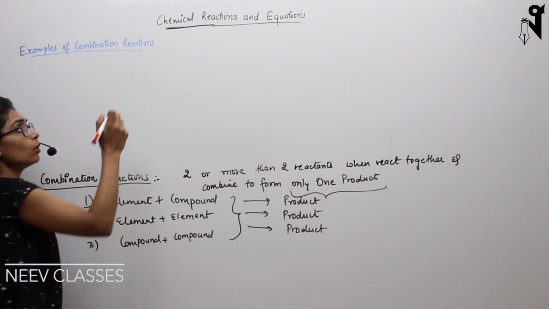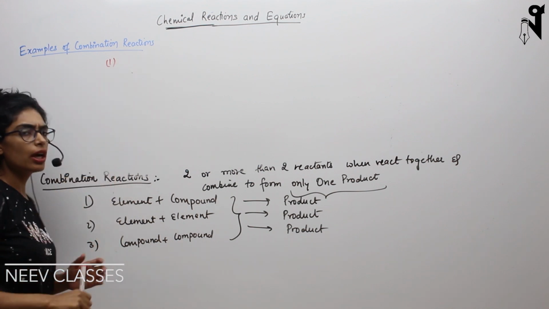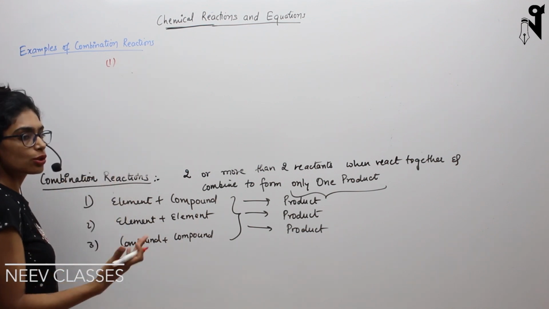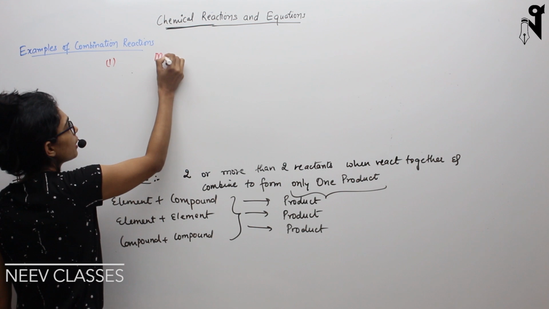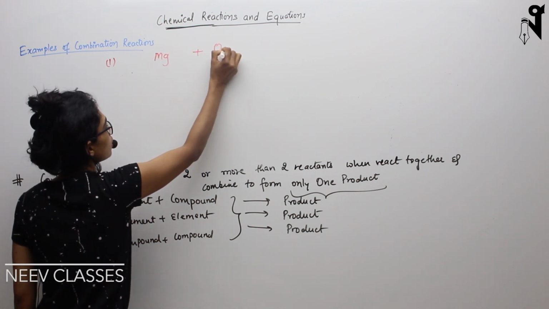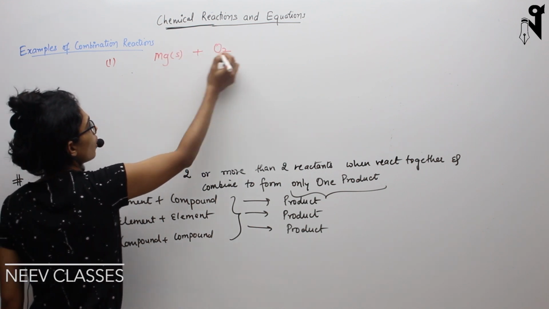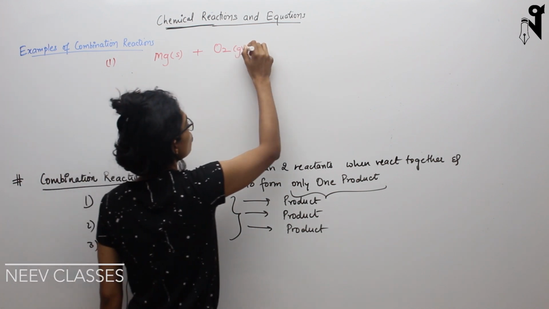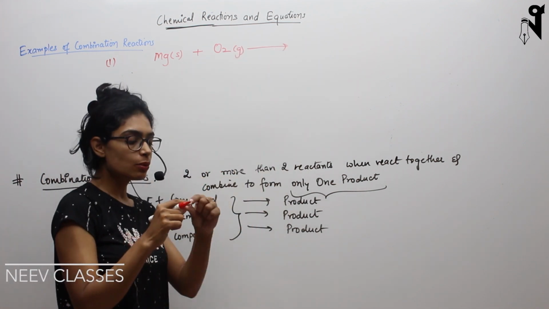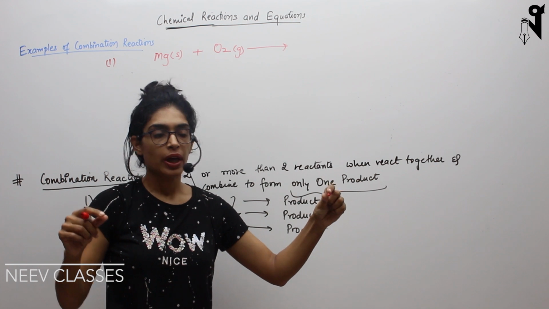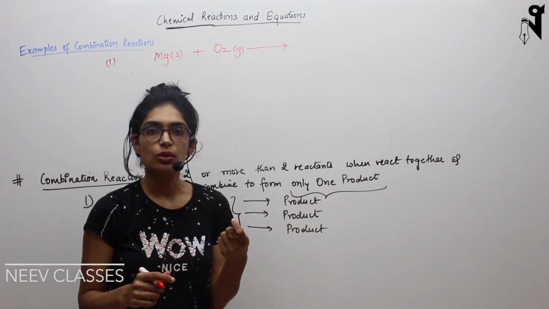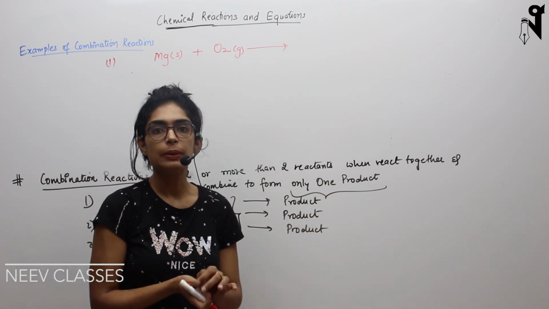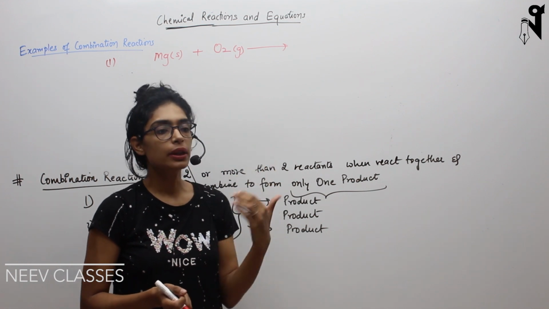So the first example of a combination reaction, which we have done in the earlier lectures also, is the reaction of magnesium with oxygen. Magnesium is a solid, oxygen is a gas, and when these two are burnt together in the laboratory, basically we take a magnesium ribbon and burn it in the presence of oxygen through the Bunsen burner that you have in the lab.